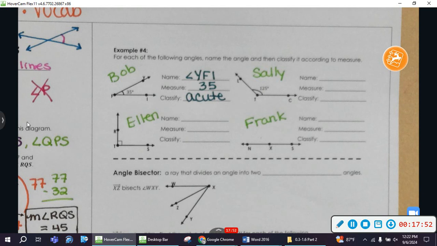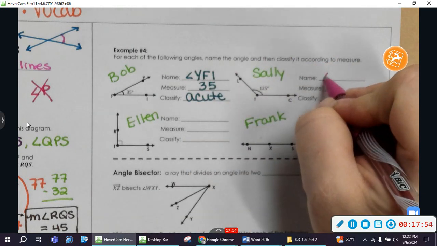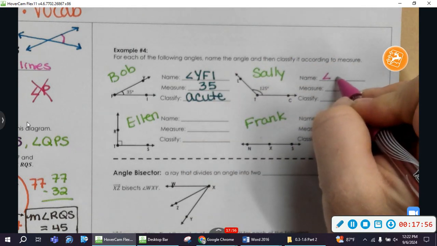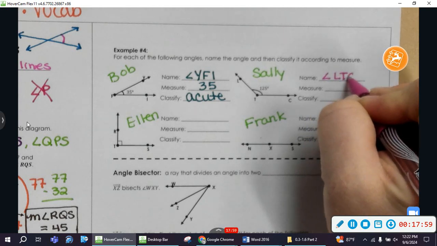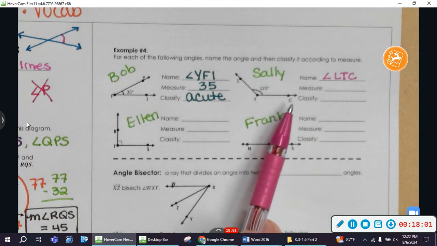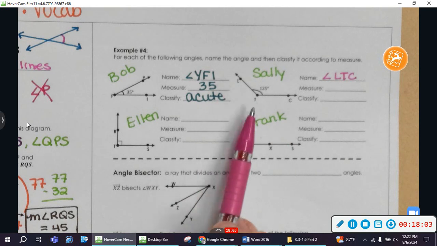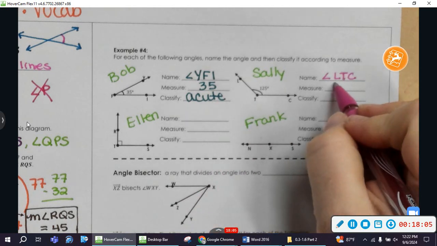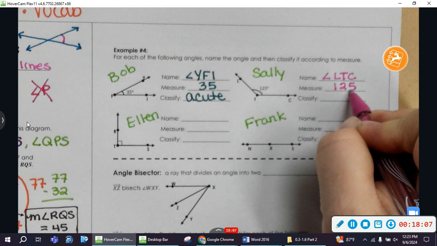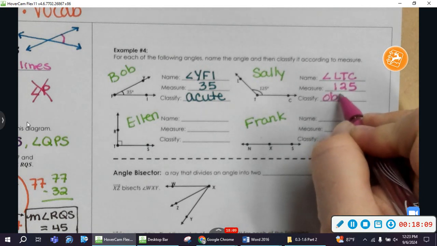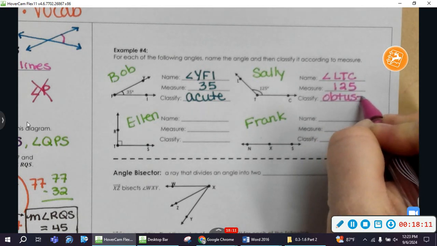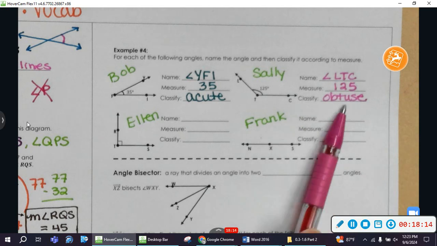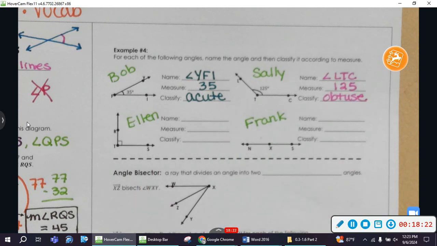Then we've got Sally over here. Her actual name is angle LTC. You could call her angle CTL or angle T. Sally's measurement is 125, so she is classified as obtuse. So Sally must be pretty dramatic. She's always over-exaggerating. She is obtuse.